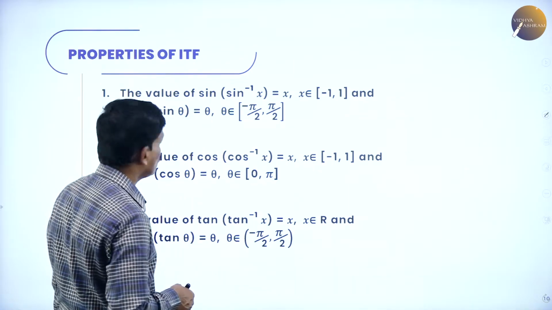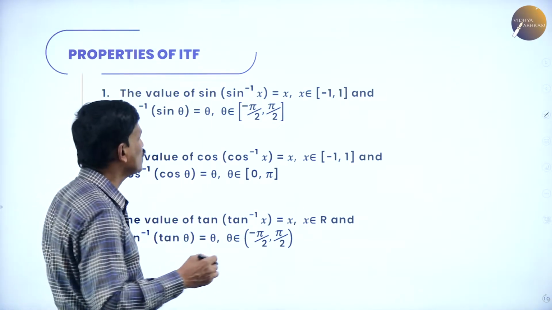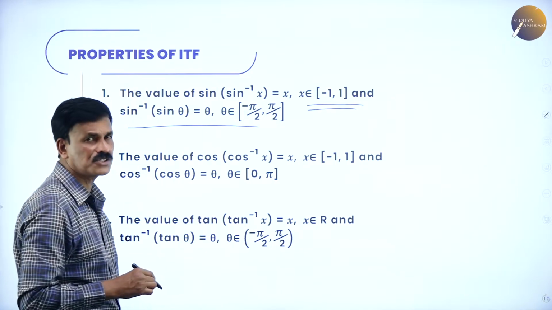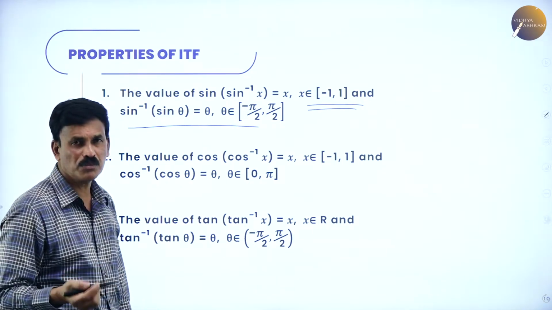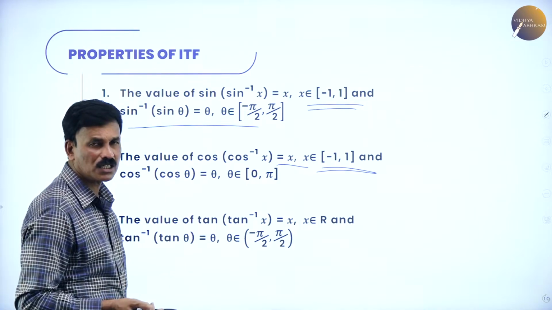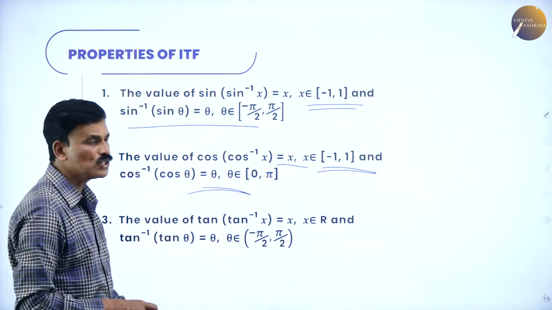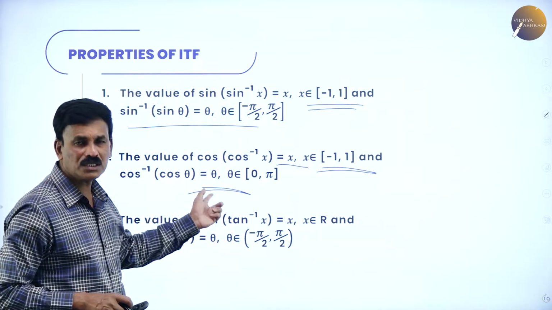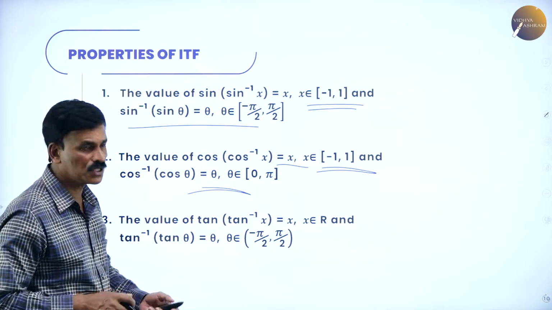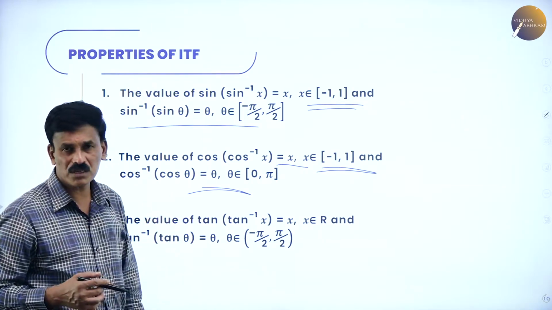Now, let us come to the properties of inverse trigonometric functions. The value of sine of sine inverse x is equal to x if x belongs to minus 1 comma 1, and sine inverse of sine theta is also equal to theta if theta lies between minus pi by 2 and plus pi by 2. Similarly, cos of cos inverse x is equal to x, where x belongs to minus 1 comma 1, the domain, and cos inverse of cos theta is also equal to theta, where theta lies between 0 to pi. So if theta lies between 0 to pi, cos inverse of cos theta is equal to theta. If theta lies between minus pi by 2 to plus pi by 2, sine inverse of sine theta is equal to theta. So the range is plus or minus pi by 2 for sine, whereas for cos it is 0 to pi.